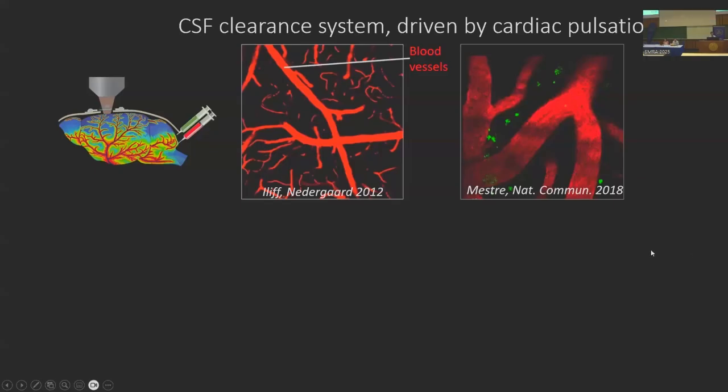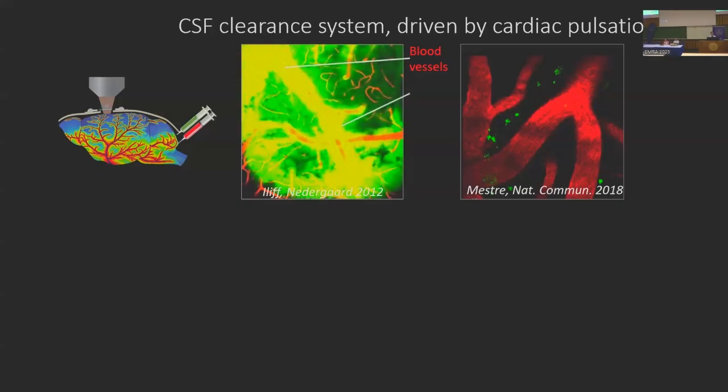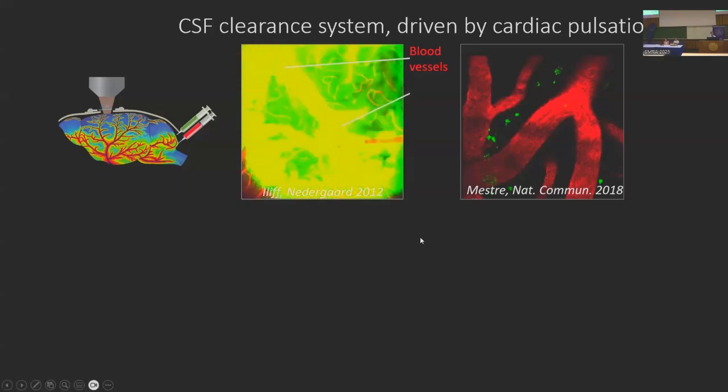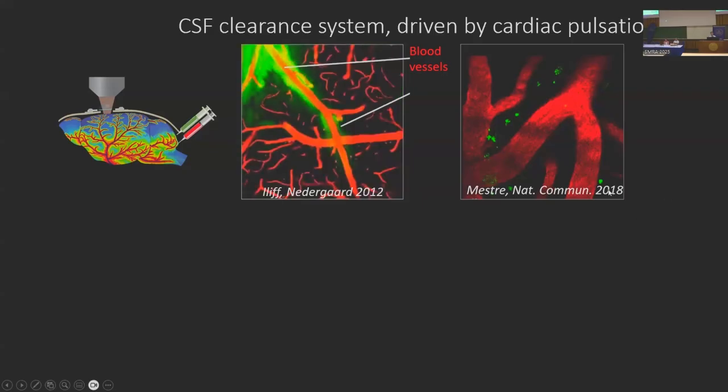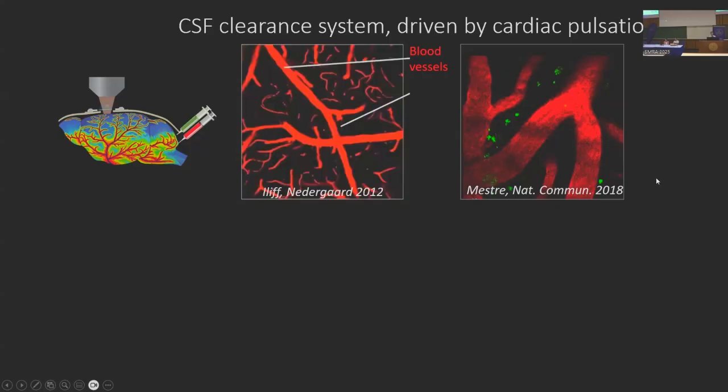From previous animal studies, people found the CSF clearance system is actually driven by cardiac pulsation. People started using injection of contrast agent to trace the CSF movement, and we can see the CSF moves together with the cardiac pulse. Here is another video showing it moves step by step with the cardiac beat.